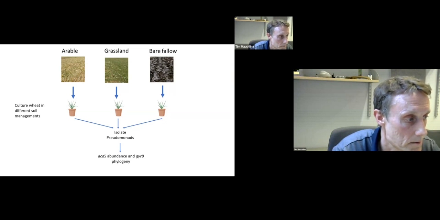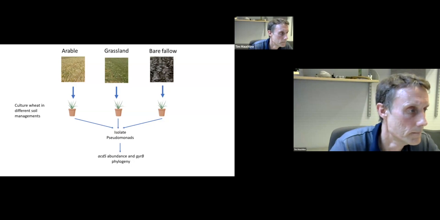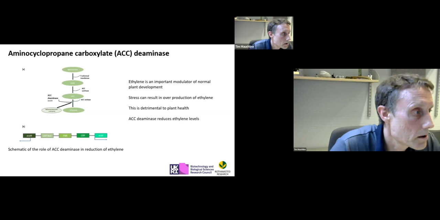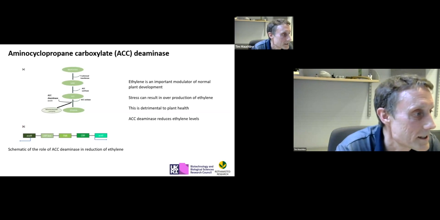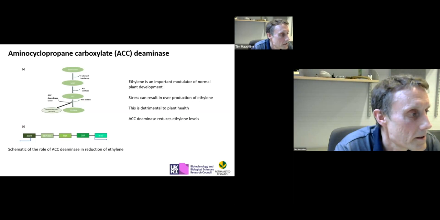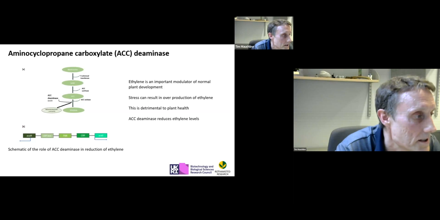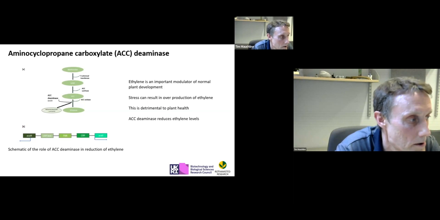plants. And then we also looked at the ACDS abundance and at their phylogeny through the gyrB gene. So what is ACC? It's aminocyclopropane carboxylate, and the ACDS gene encodes ACC deaminase, which converts ACC to alpha-ketobutyrate and ammonia.